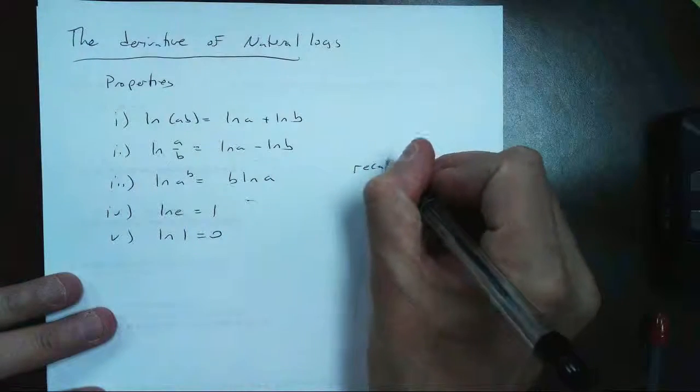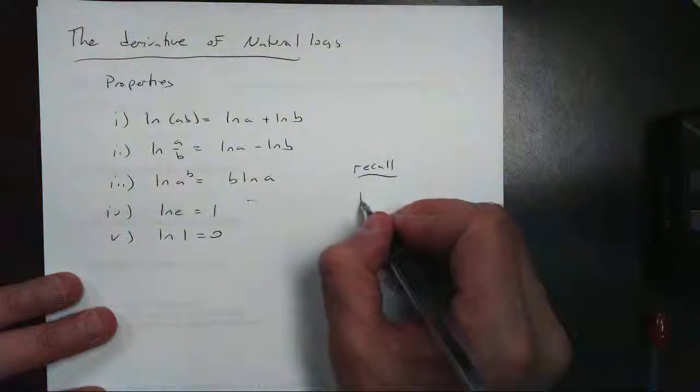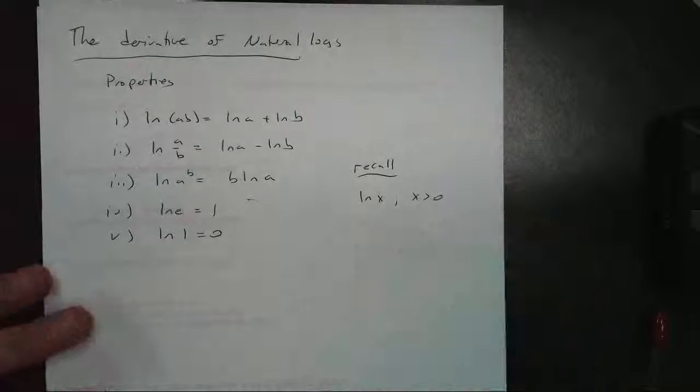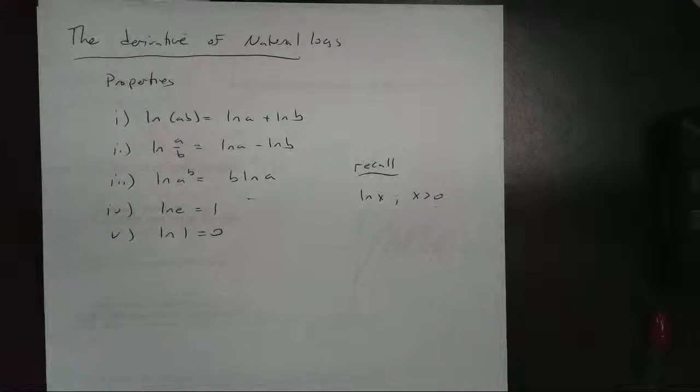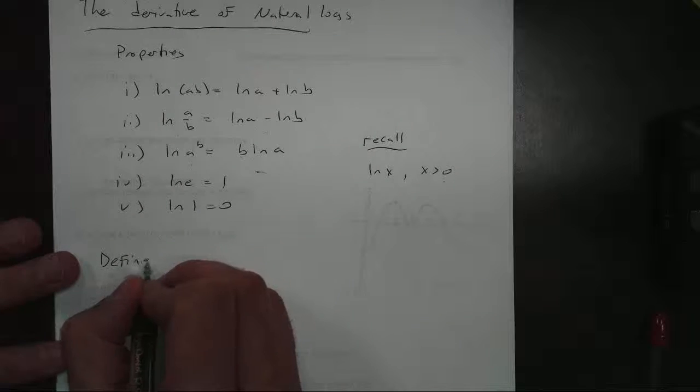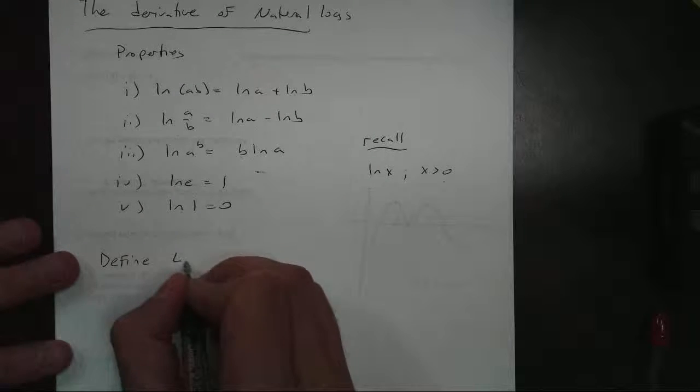Now, we do have to recall one more rule about natural logs, though, and that's the natural log of x. We have a domain restriction. x has to be greater than 0, always. Now, to define a natural log, we always use ln.